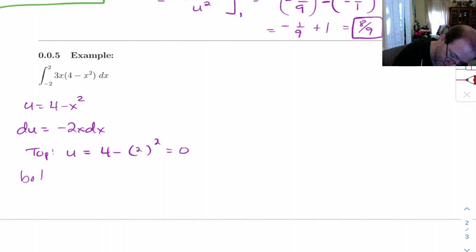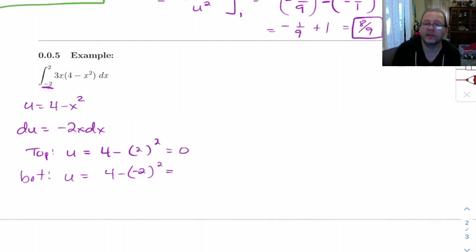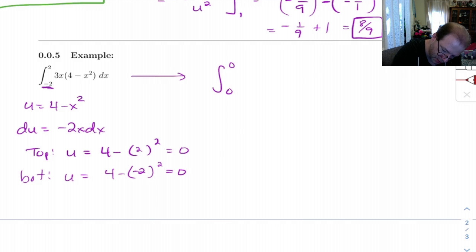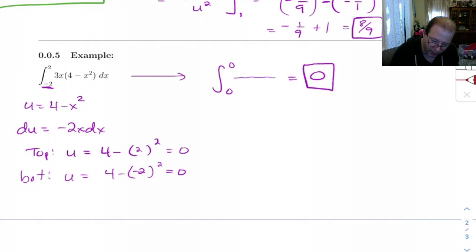And for the bottom, you get 4 minus negative 2 squared. Again, that's 4 minus 4, which is 0. So this turns into integral from 0 to 0 of, it doesn't even really matter what this is in here. We could work it out if we wanted to, but since this has the same number on top and bottom, we know that this is going to give us an answer of 0. So we don't even have to worry with the rest of it.